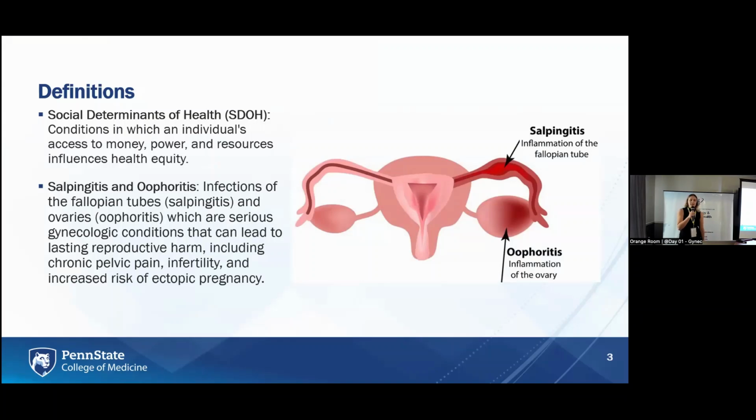I'm going to start off by defining some of the important terms related to this study. So social determinants of health, or SDOH, are conditions in which individuals' access to money, power, and resources influences health equity. Salpingitis and oophoritis are infections of the fallopian tubes and ovaries, respectively, which fall under the umbrella term of pelvic inflammatory disease, or PID. These are serious gynecologic conditions that can lead to lasting reproductive harm, including chronic pelvic pain, infertility, and increased risk of ectopic pregnancy.